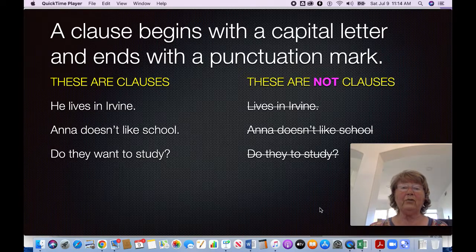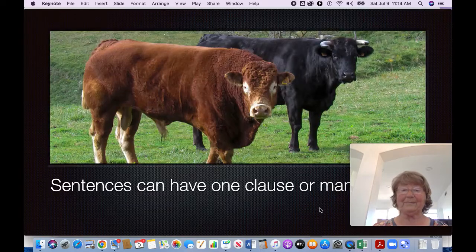Or do they to study? Well, where's the verb? In present or past? There isn't one. Do they to study? To study is infinitive. You need a verb in past or present.